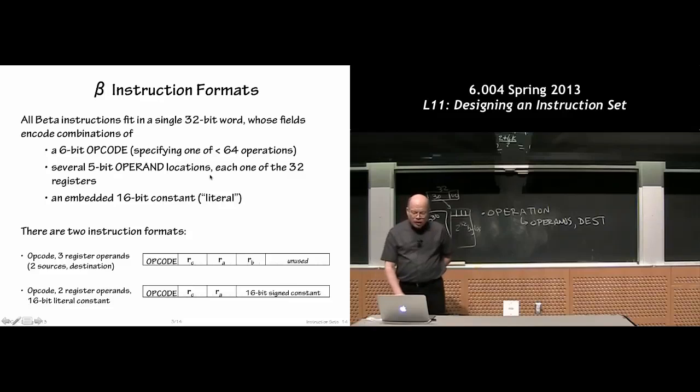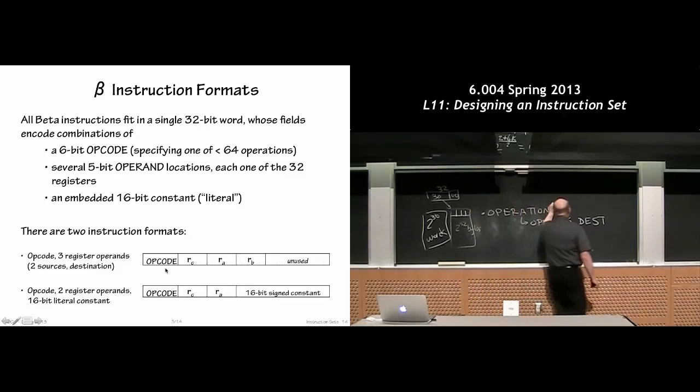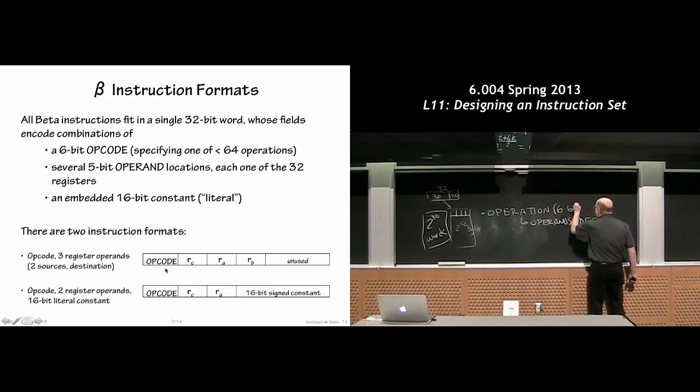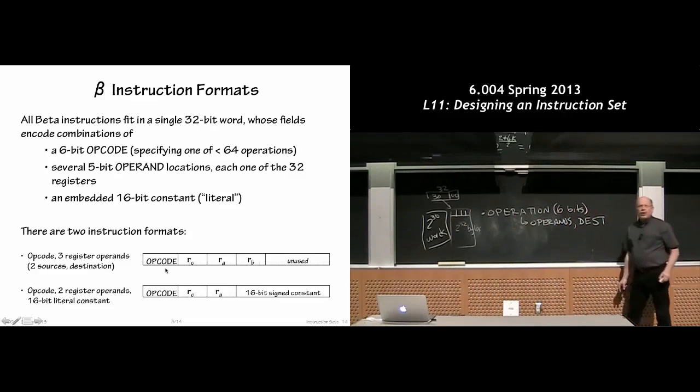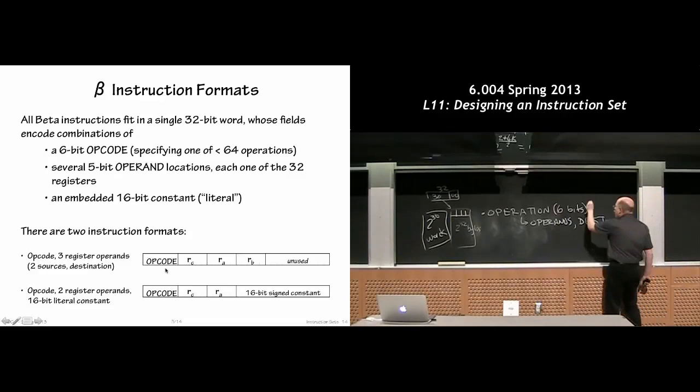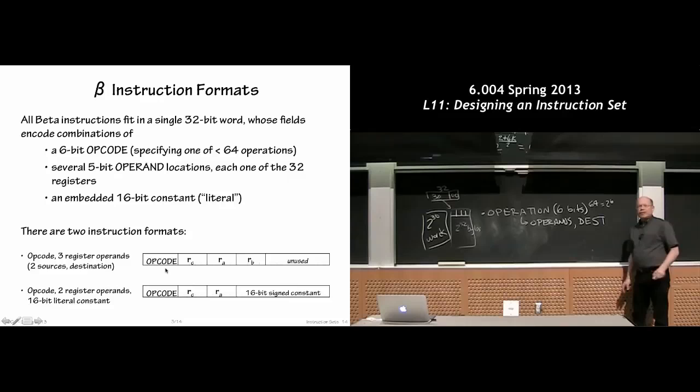Okay, so here are our 2 instruction formats. And you can see that we have 2 possibilities. We have something where we can specify an opcode, a 6-bit opcode. So what we're going to allow ourselves is 6 bits here. How many different combinations of 6 bits are there? So our machine can have 64, which is equal to 2 to the 6 operations.